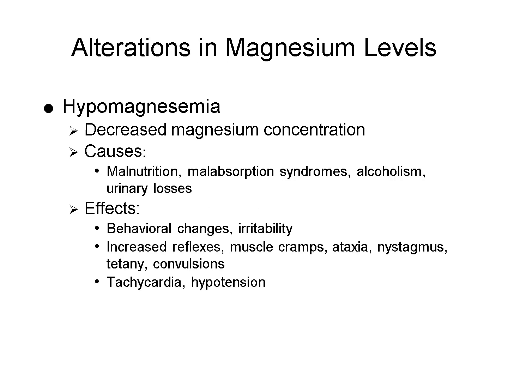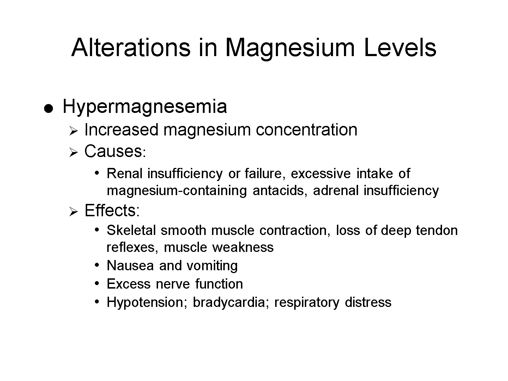Hypomagnesemia refers to a decreased concentration of magnesium in the blood. It can be caused by malnutrition, malabsorption syndromes, chronic alcoholism, and excessive urinary losses. The effects of hypomagnesemia include behavioral changes such as irritability, along with neuromuscular symptoms like increased reflexes, muscle cramps, ataxia, nystagmus, tetany, and convulsions. Cardiovascular manifestations can also occur, including tachycardia and hypotension.